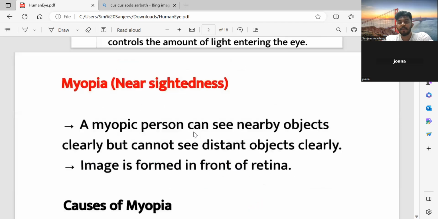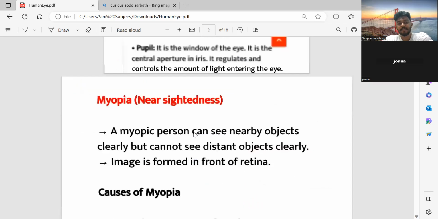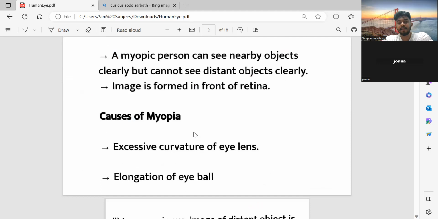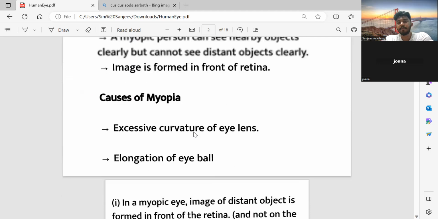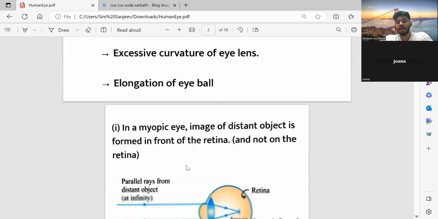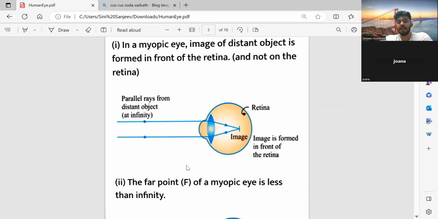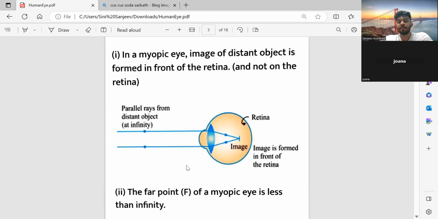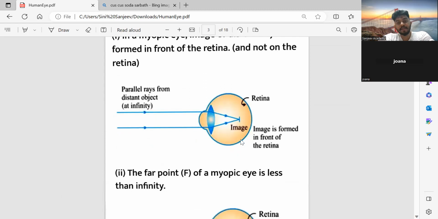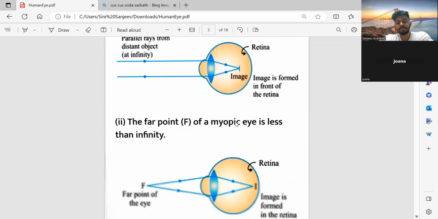Okay. Myopia, nearsightedness. Why is it happening? Excessive curvature of the eye lens, or elongation of the eyeball. In the myopic eye, the image won't fall on the retina. It will fall before the retina. You can see here clearly. This is the retina. The image will fall before the retina.